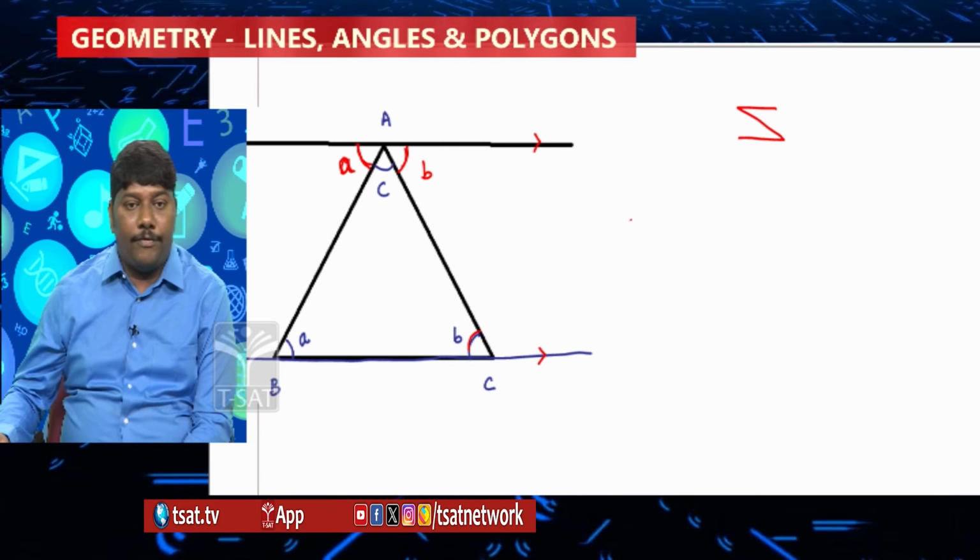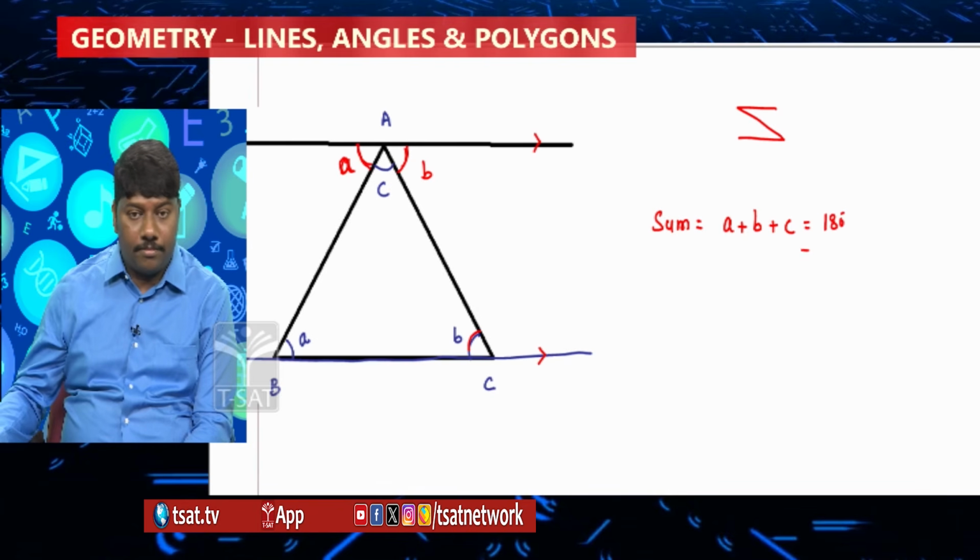Therefore, what is the sum of interior angles? Sum is equal to angle A plus angle B plus angle C. So therefore, the sum of angles in a triangle is equal to 180 degrees because it forms a straight line. See here, it is forming a straight line. Therefore, angle A plus B plus C is equal to 180 degrees.